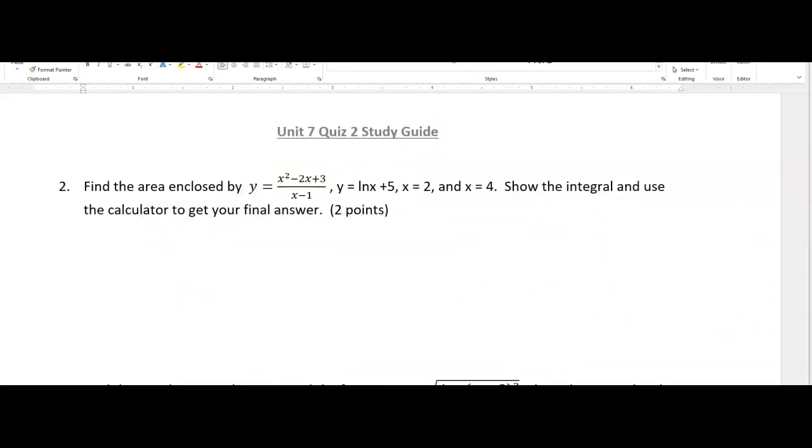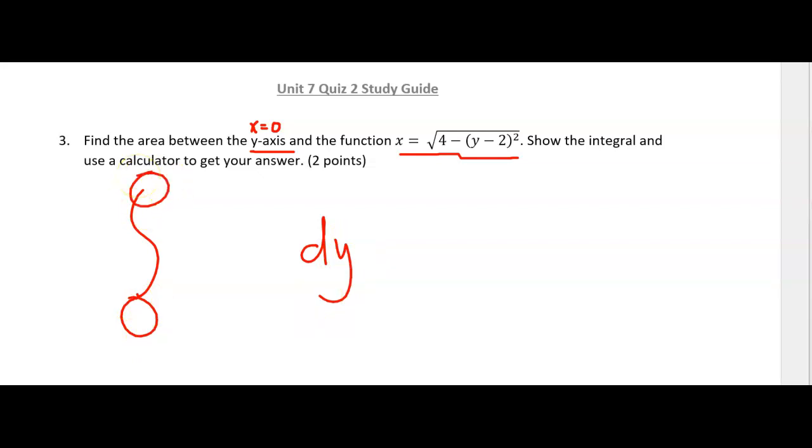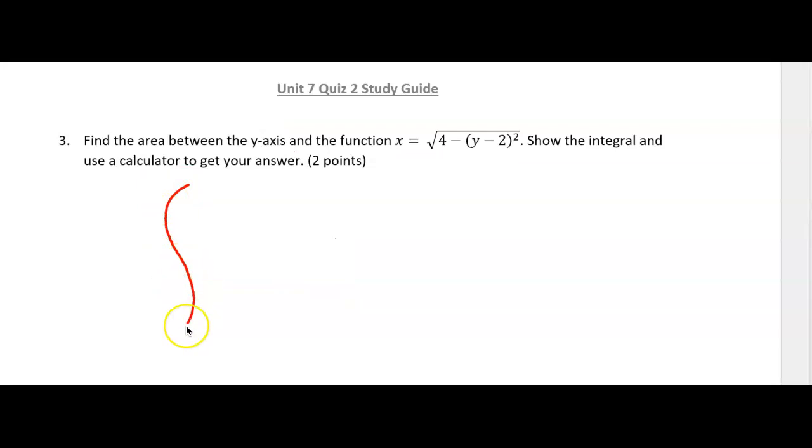All right, let's go ahead and take a look at number 3. It says find the area between the y-axis and this function here. Okay, now the equation of the y-axis is x equals 0. And over here, this function is x equals also. So you're noticing that we are integrating with respect to y here. So whenever we're integrating with respect to y, the values that go here are y values, and these functions are functions in terms of x. Okay, so I already know my function's going to look something like this, at least.